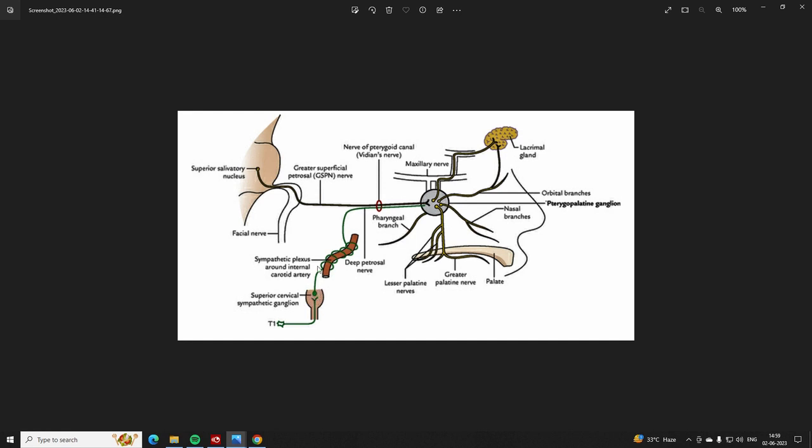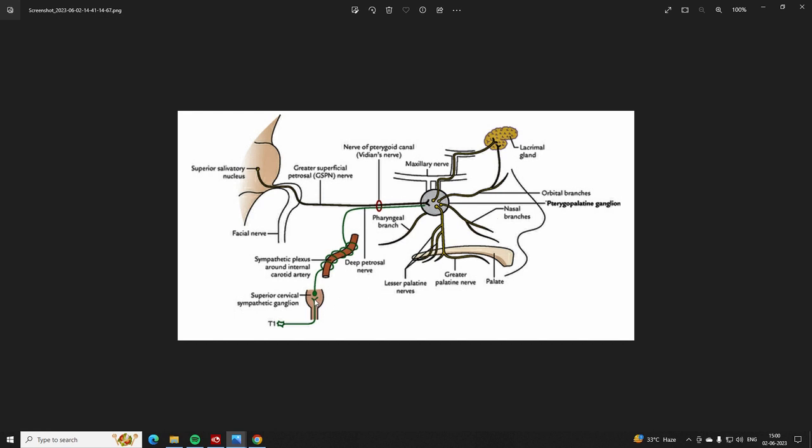The postganglionic sympathetic fibers are not relaying in the sphenopalatine ganglion. So we can see here relay is happening only for the parasympathetic. All the branches are actually branches of the maxillary, supporting the postganglionic fibers of the pterygopalatine ganglion. So this pharyngeal branch, the palatine branch, nasal branch, lacrimal branch, that's how you are getting symptoms in the pterygopalatine headache or cluster headache.